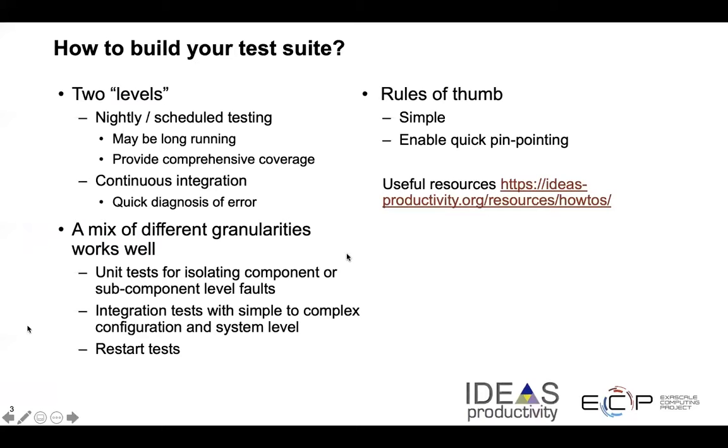Let's think about the problem as selecting the right tests. If you take a step back, there are levels of tests that are regression testing and CI type tests. The levels might be a continuous integration type quick diagnosis of error, where you can quickly say if there's something going wrong, or if there's an issue with your source code or types or calling conventions. And then there's scheduled testing, which may be much longer running.